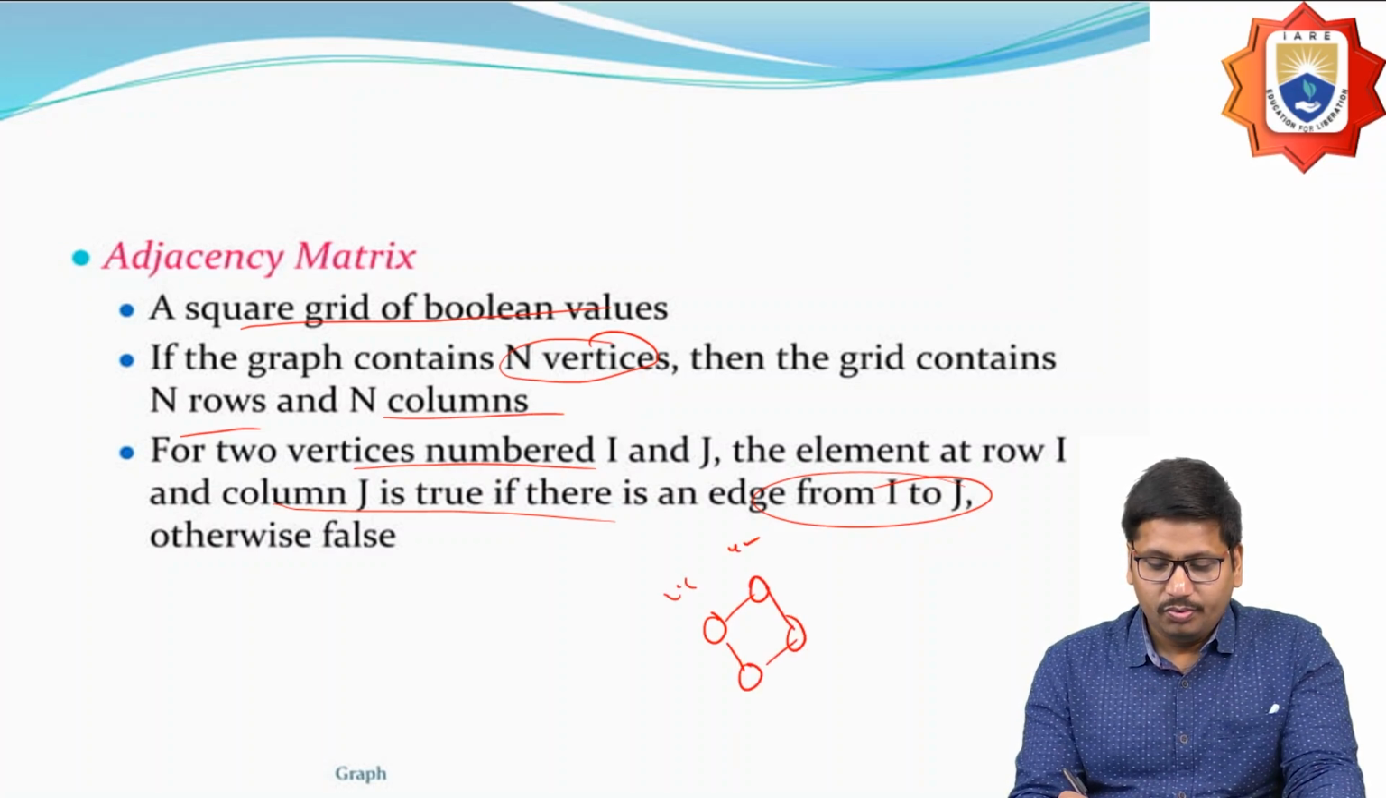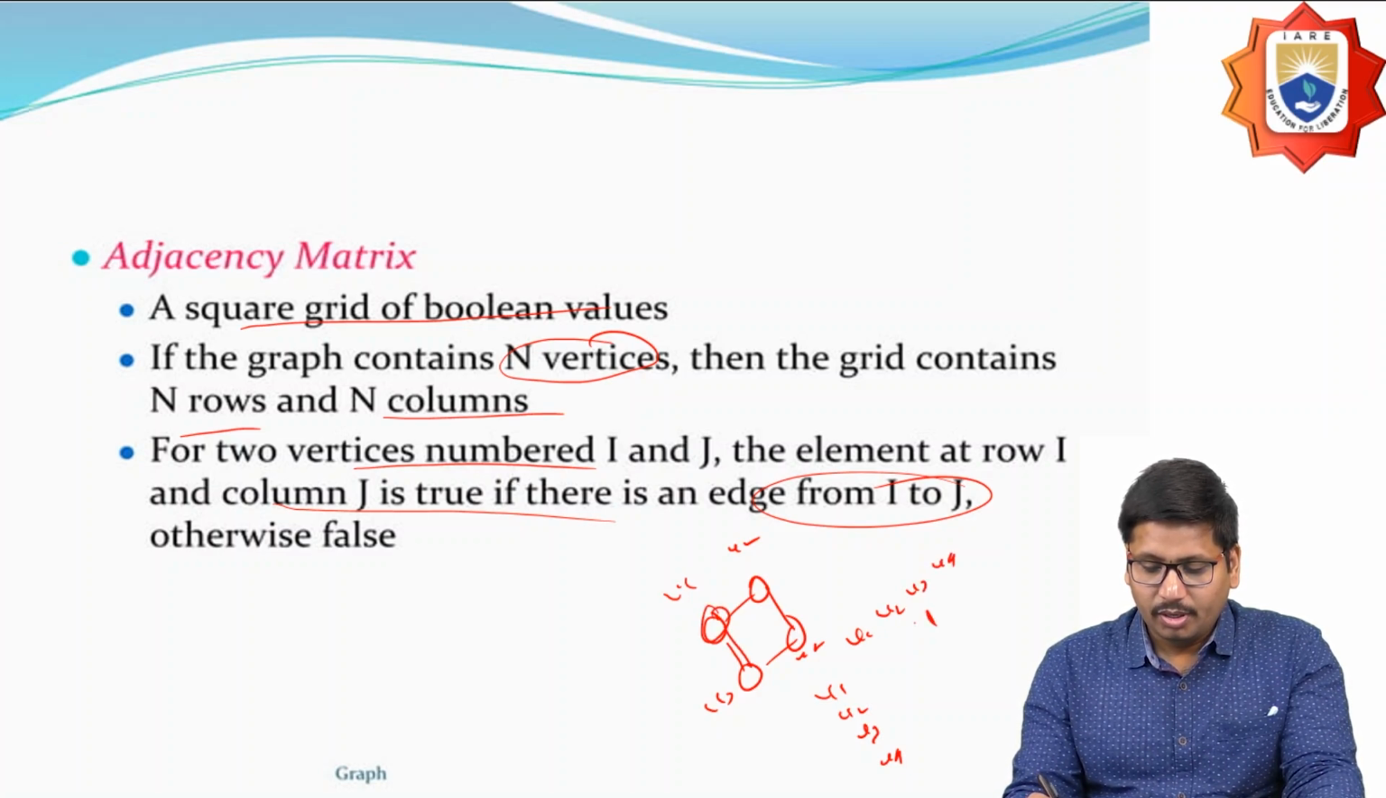So V1, V2, V3, V4. I'm going to consider all the vertices row-wise and column-wise. And if there is an edge from V1 to V3, I mark it as true.